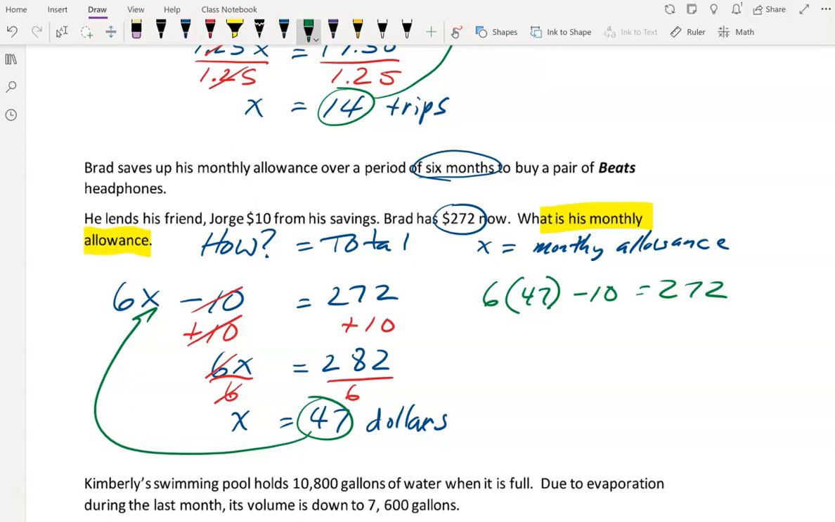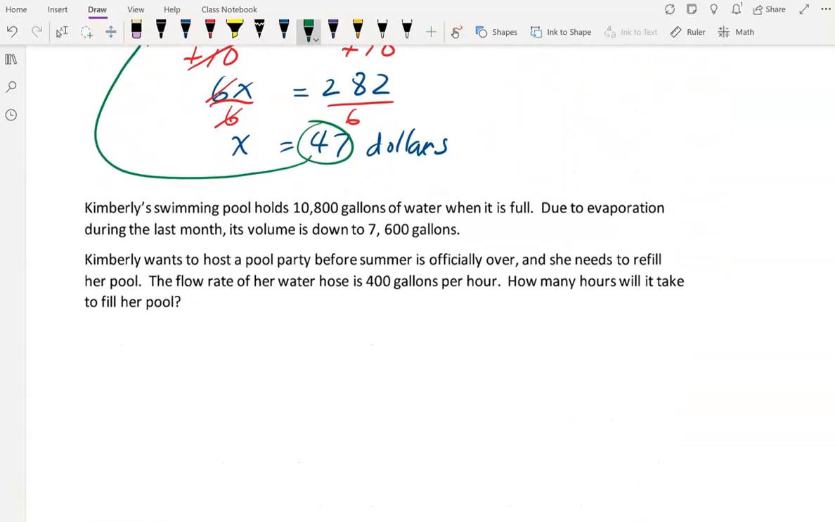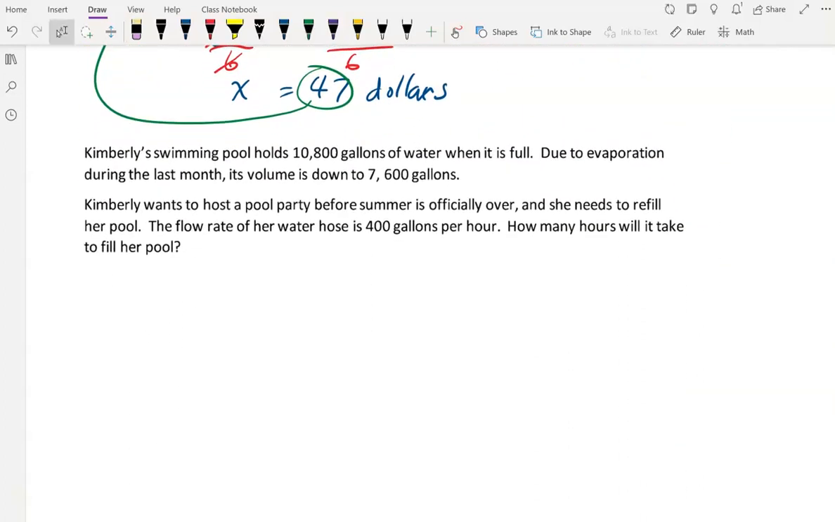All right, let's take a look at our last example question. Kimberly's swimming pool holds 10,800 gallons of water when it is full. Due to evaporation during the last month, its volume is down to 7,600 gallons. Kimberly wants to host a pool party before summer is officially over, and she needs to refill her pool. The flow rate of her water hose is 400 gallons per hour. Wow, that's pretty good. How many hours will it take to fill her pool?